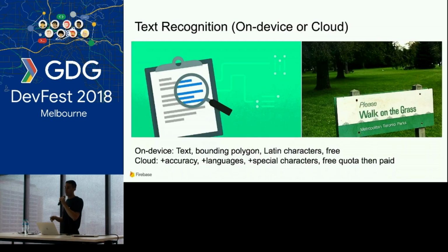Okay, so text recognition, pretty common use case. We can run this one on the device or in the cloud. If you do it on the device, you get things like text, bounding polygon, Latin characters, and it's free because it's running on the device. And if you move up to the cloud version of it, you improve the accuracy of that, you add languages, special characters, and so on. And there is a free quota, but then of course it's going to be paid because it's going to reach out to our cloud infrastructure.